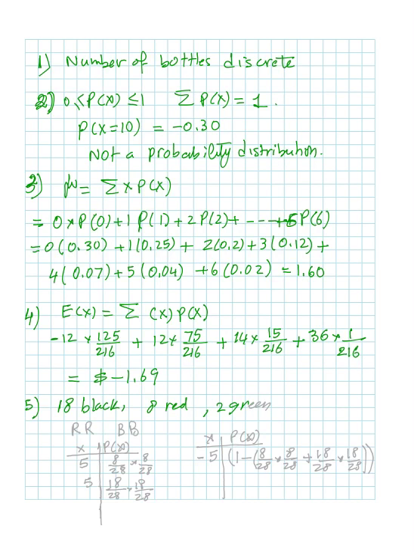In the American version of the game roulette, a wheel has 18 black slots, 8 red slots. So we have 18 black, 8 red, and 2 green. All slots are the same size.